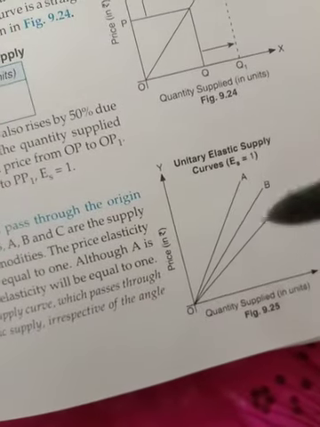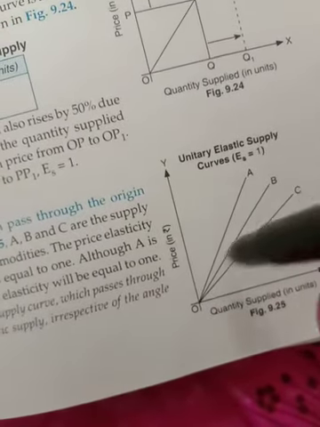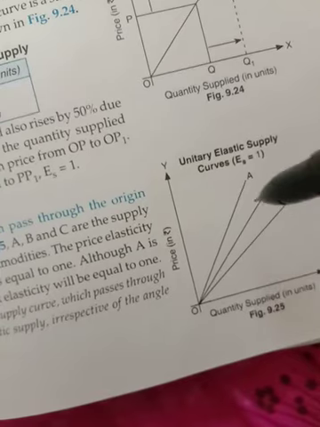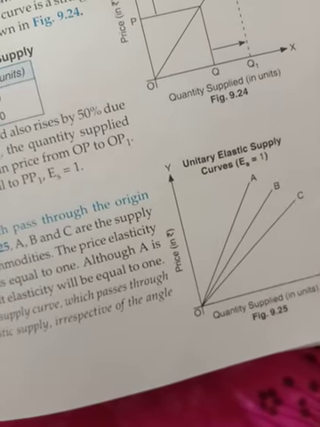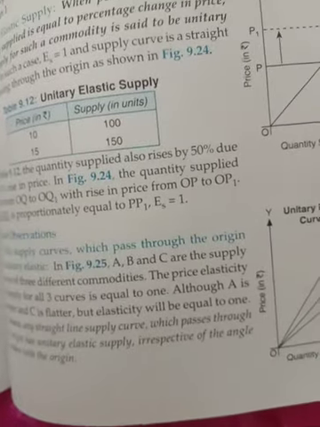Now you can see in the diagram, there are three supply curves A, B, C, making different angles, and all these supply curves have unitary elastic supply. Why? Because they are starting from the origin. So this question can come in any way to you.